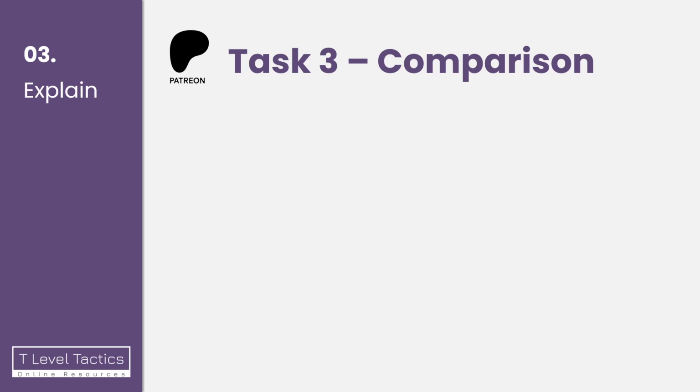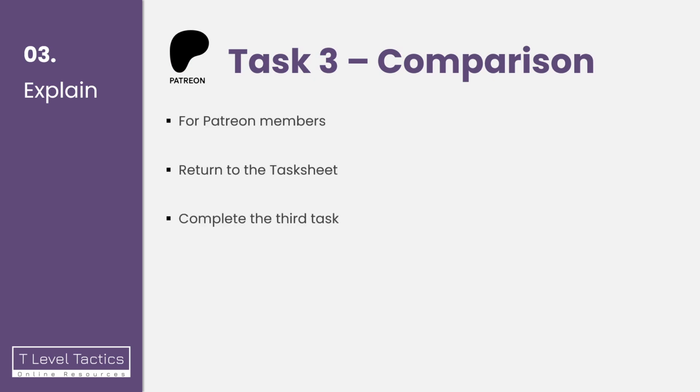So for Patreon members, time for that comparison task back on the task sheet. Have a go at this task. It is comparing 3 different codes of conduct, so it's going to take you a bit longer, about 45 minutes for that one. So pause the video here, have a go at task 3, and then come back, we'll summarise what we've done so far, and we'll finish things off with an exam question.